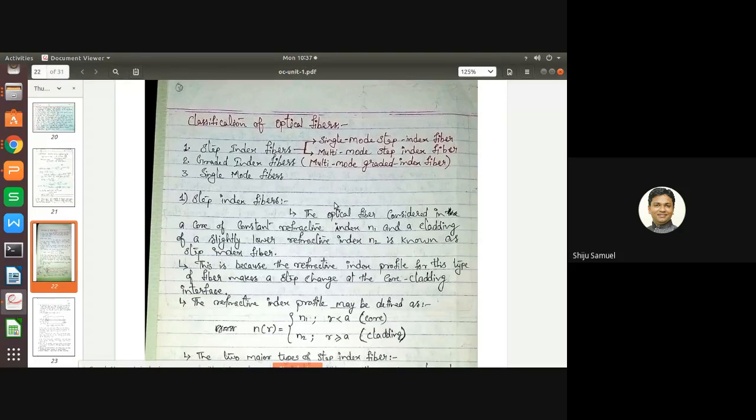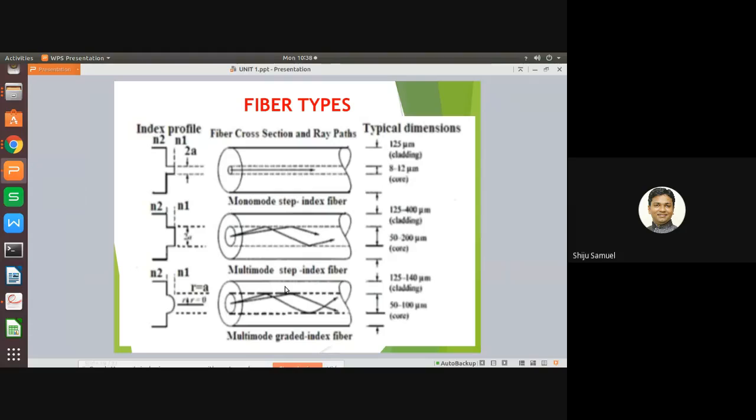Okay, and this third category is the single mode fiber, and single mode fiber and single mode step index fiber, both are almost same. Like some core diameter will be a little bit of variation. Otherwise the single mode step index fiber as well as the single mode fiber, both are equivalent. Okay, so now come to our PPT point.